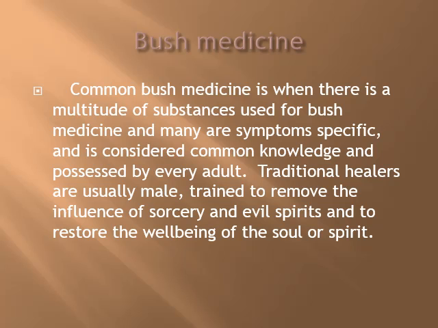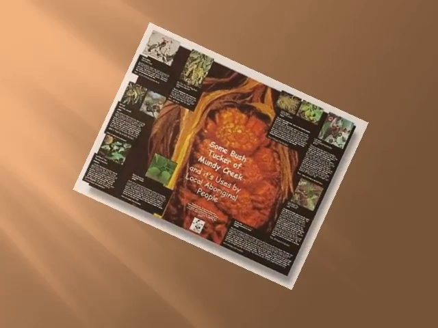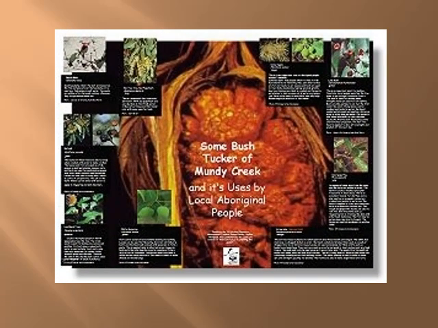Two of the most common diagnoses are the presence of a foreign object in the body and that there is something wrong with a body organ, as far as natural or spiritual healing. Here are just some of the plants that you can see with bush medicine that are symptom specific and what they're used for by the local Aboriginal people.